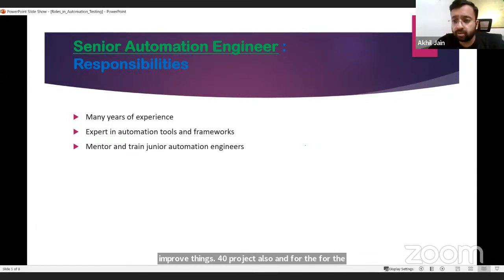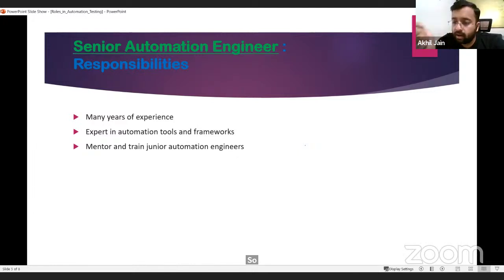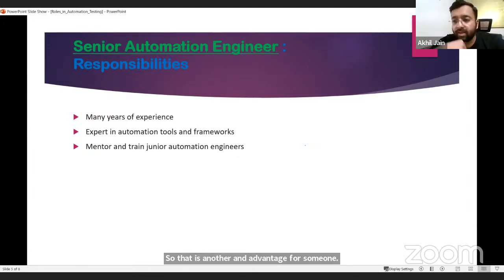for the individual also. You will get to know what your mistakes are and what all the things which you could have avoided writing, and what are the best practices which should be used while working. So that is another advantage for someone who is getting that feedback.